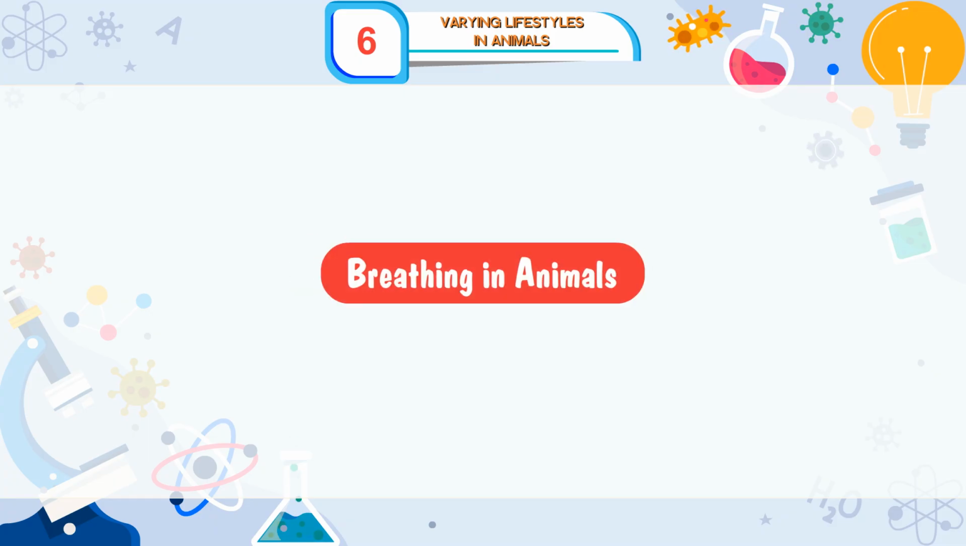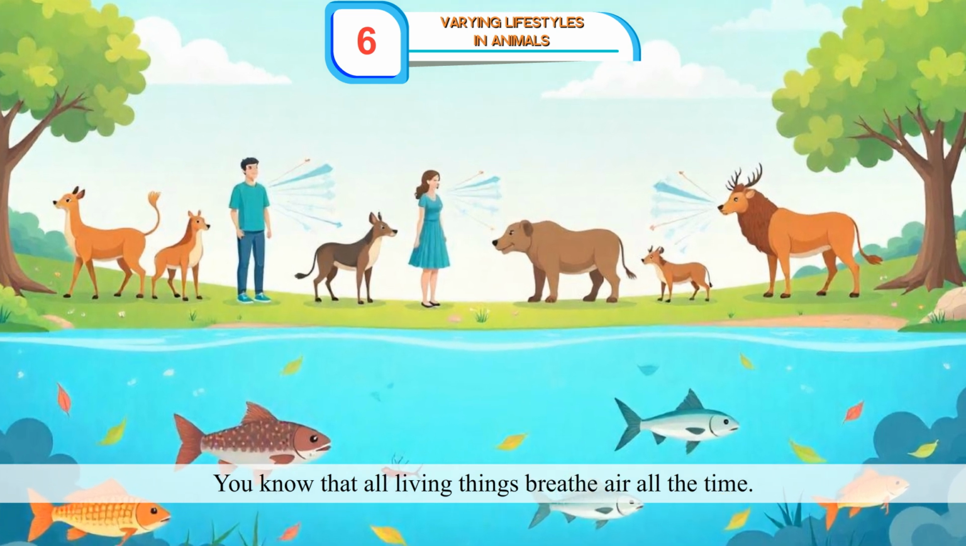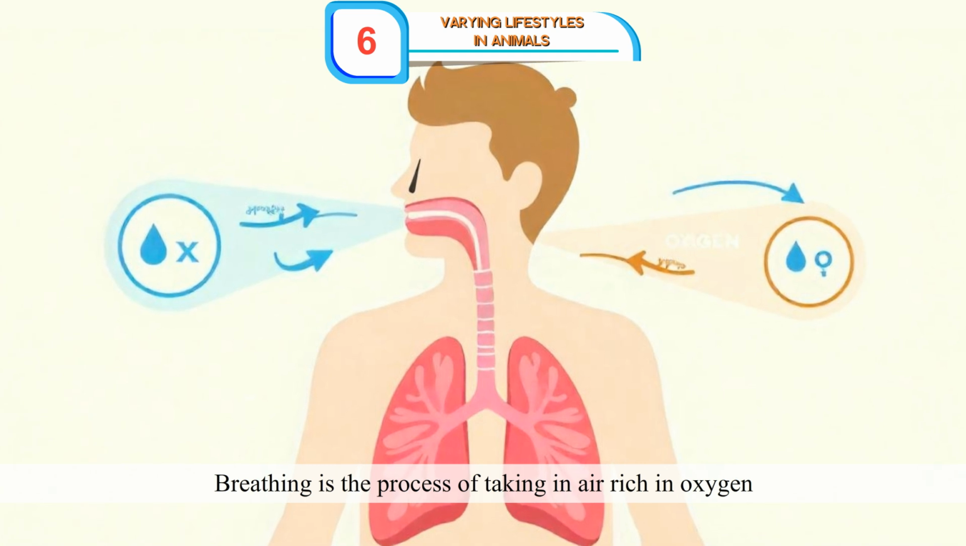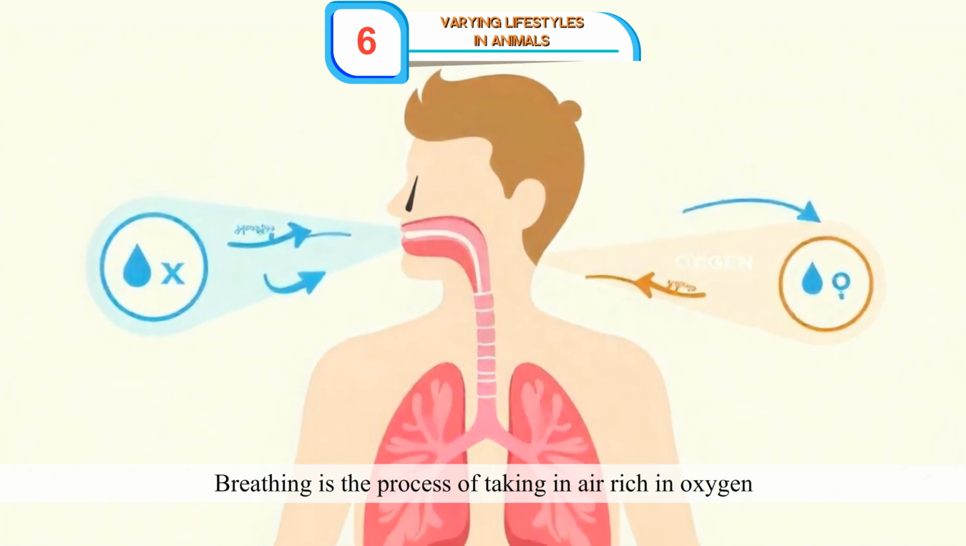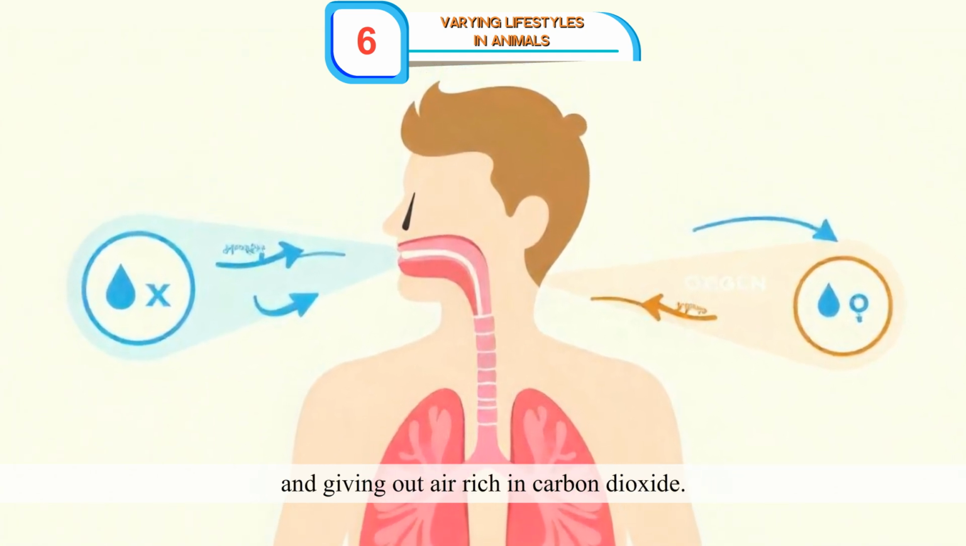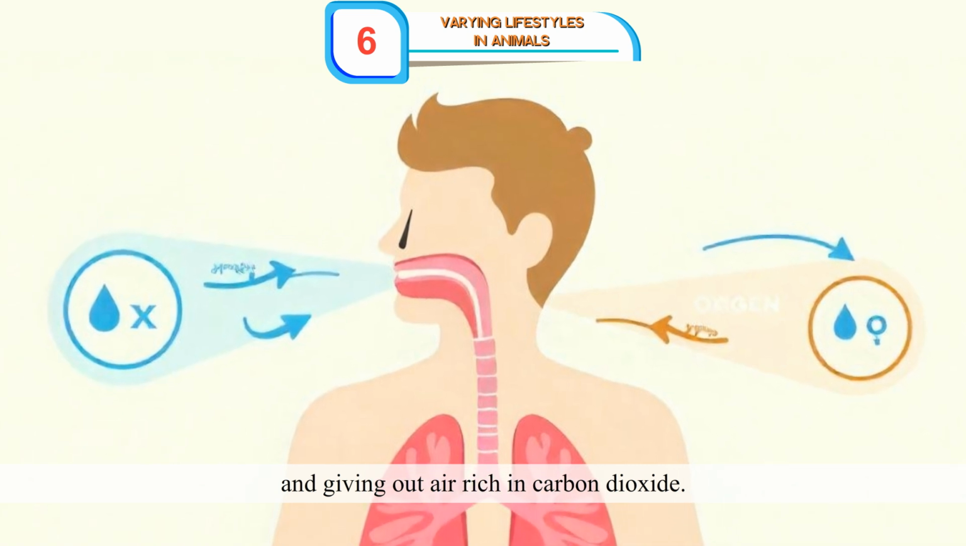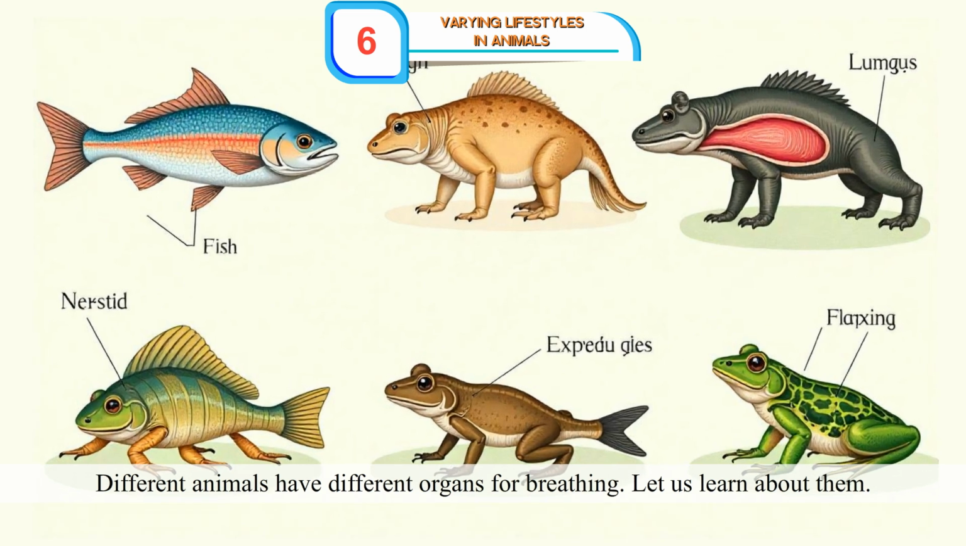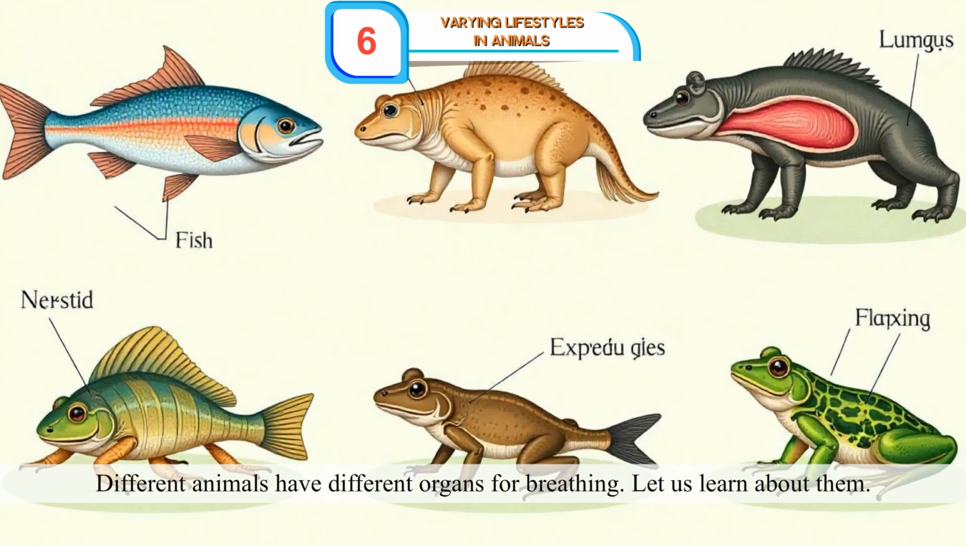Breathing in animals. You know that all living things breathe air all the time. Breathing is the process of taking in air rich in oxygen and giving out air rich in carbon dioxide. Different animals have different organs for breathing. Let us learn about them.